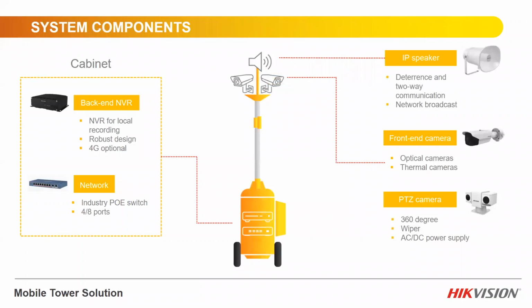The components of this system would be an NVR for local recording with a robust design to suit the environment and the option to have embedded 4G connectivity, a network switch supporting PoE standards, a PTZ camera allowing for 360-degree coverage with DC power options, static cameras utilizing optical and/or thermal views depending on site and situation, and lastly an IP speaker for deterrence and broadcast capabilities.